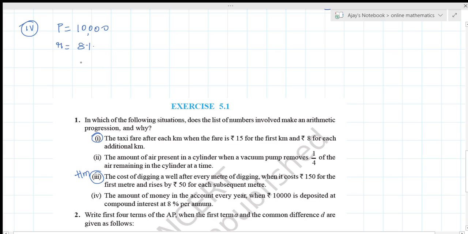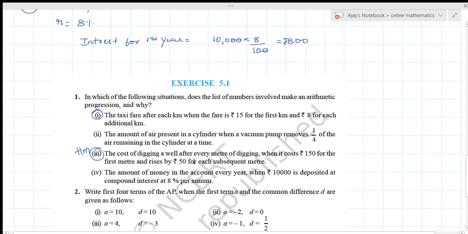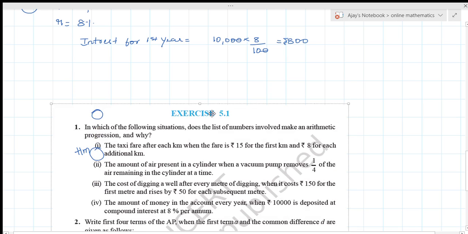So I'll just calculate the interest for the first year. Interest for the first year is PTR by 100, principal into 8% by 100, the zeros get cancelled. This will be equivalent to rupees 800. This 800 will now be added to the principal amount for the next year. So this is for the first year, let it be A1.